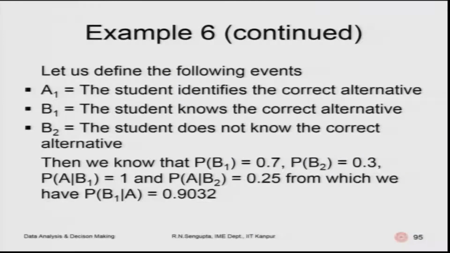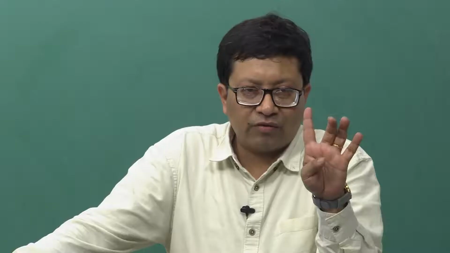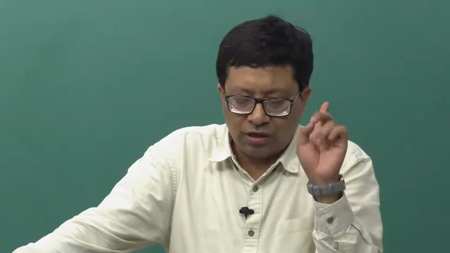So, if he is not sure, in front of him he has 4 alternatives. So, the probability of answering any one of them is basically 1/4. Hence, the probability of A, that means answering the correct alternative by the student, provided he or she was not aware of the alternatives, is given by 1/4, which is 0.25.